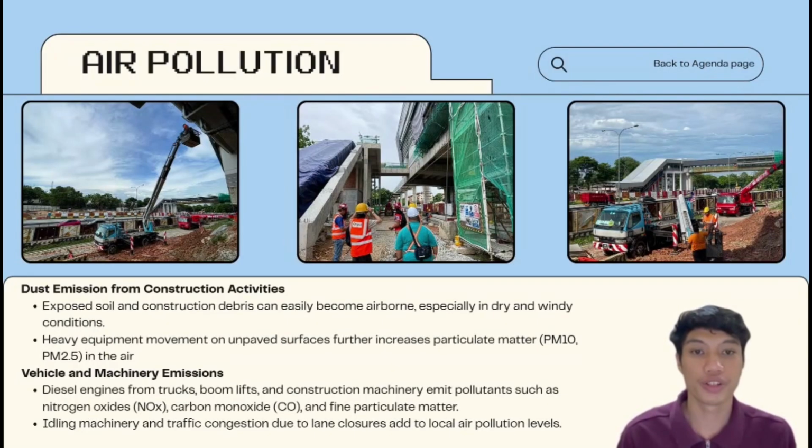One of the major sources of air pollution at construction sites is dust emission. Exposed soil and loose construction debris can easily become airborne, particularly during dry and windy weather conditions. Additionally, the movement of heavy equipment on unpaved surfaces can significantly contribute to elevated levels of particulate matter, specifically PM10 and PM2.5, which pose serious health and environmental risks.